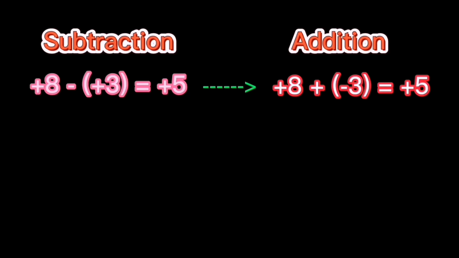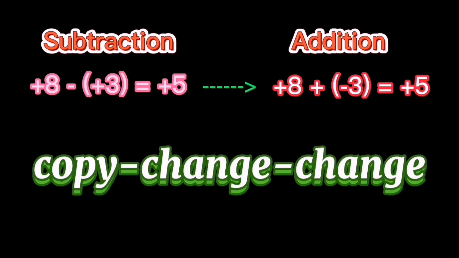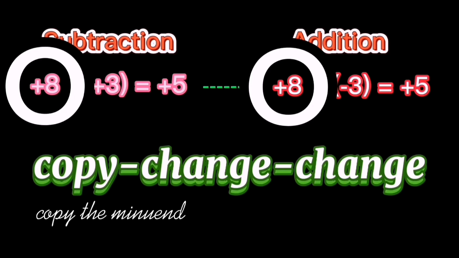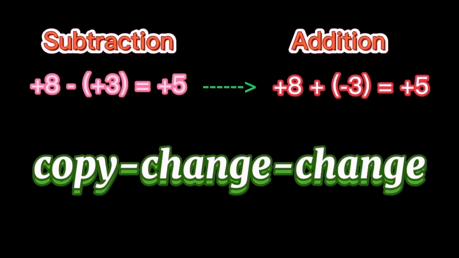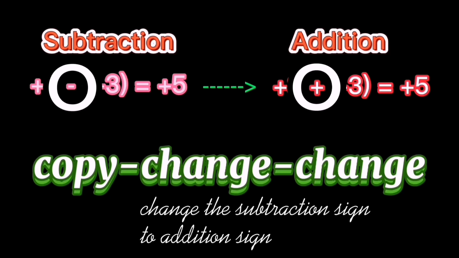But quite seriously, we don't like memorizing very long sentences or paragraphs, so they came up with a shortcut to that rule, and that is copy, change, change. But we must have to be able to understand what these words stand for. Copy is for the minuend, meaning we don't change anything. The first change, or the second word, is for the operation sign.